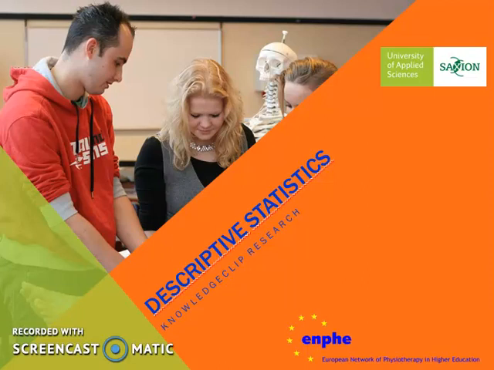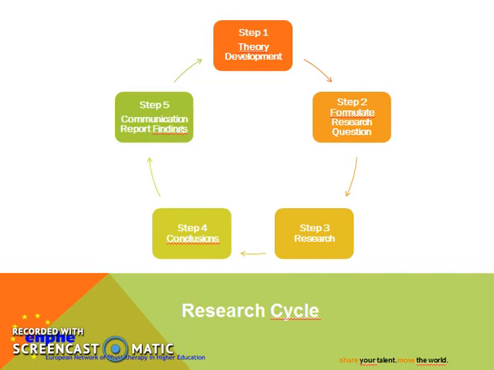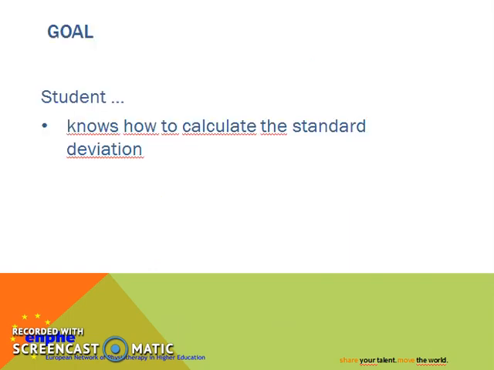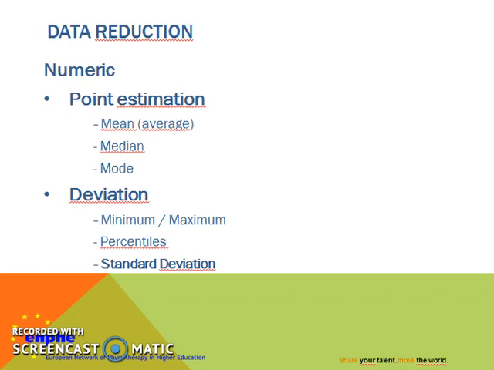This clip is about descriptive statistics and, in detail, how to calculate the standard deviation. Produced by the Enphe, it's a part of a series of research knowledge clips based on the 5 steps of a research cycle. In this knowledge clip, the focus will be on step 3, research. The goal of the lecture is that you know how to calculate the standard deviation. In another clip, the point estimations and deviations are explained, except for the standard deviation.